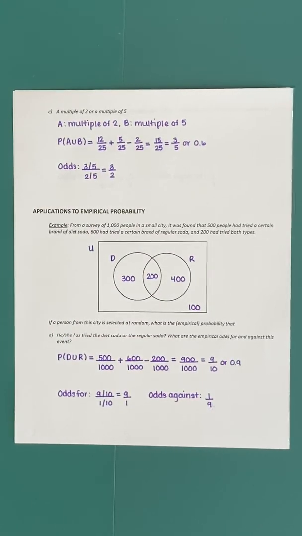Okay, so that's just a few examples looking at odds, again with slightly more complicated context using what we now know about finding the probability of a union. Now let's take some of this and apply this to empirical probability.